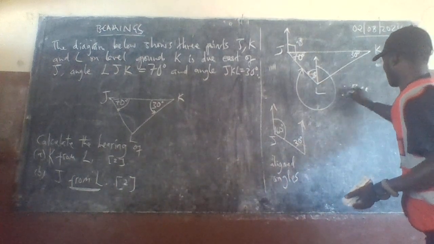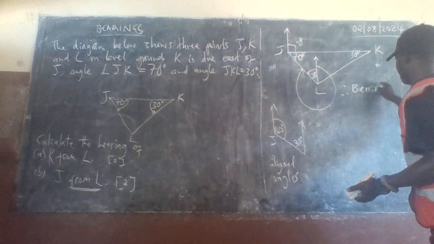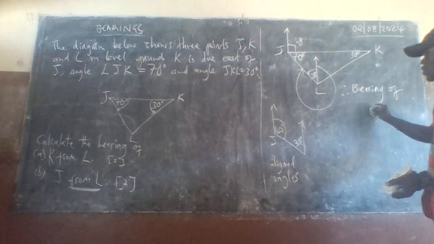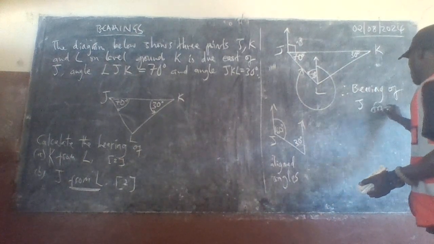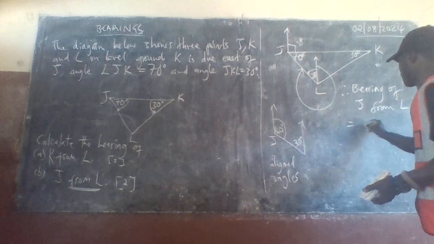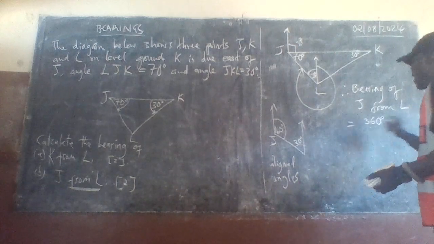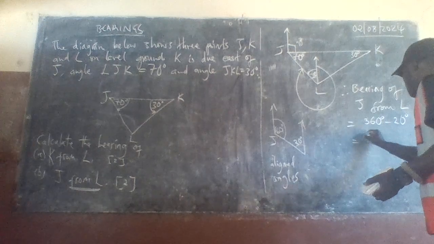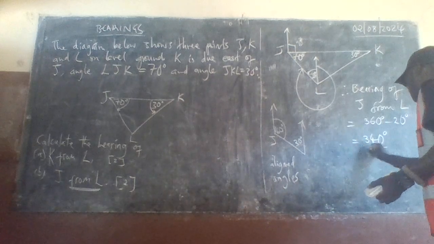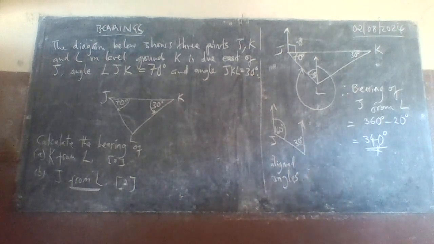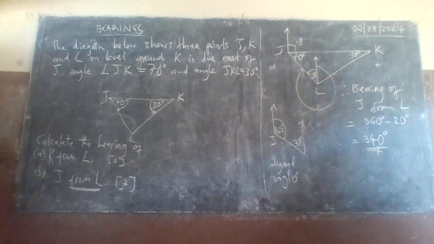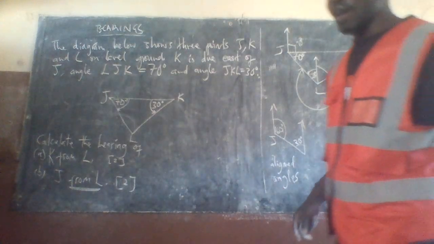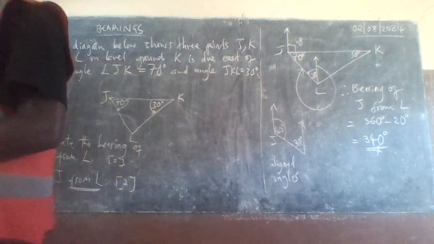Bearing of J from L equals 360 degrees minus the only angle 20, which is giving us 340 degrees. So that is how we are finding the answer.